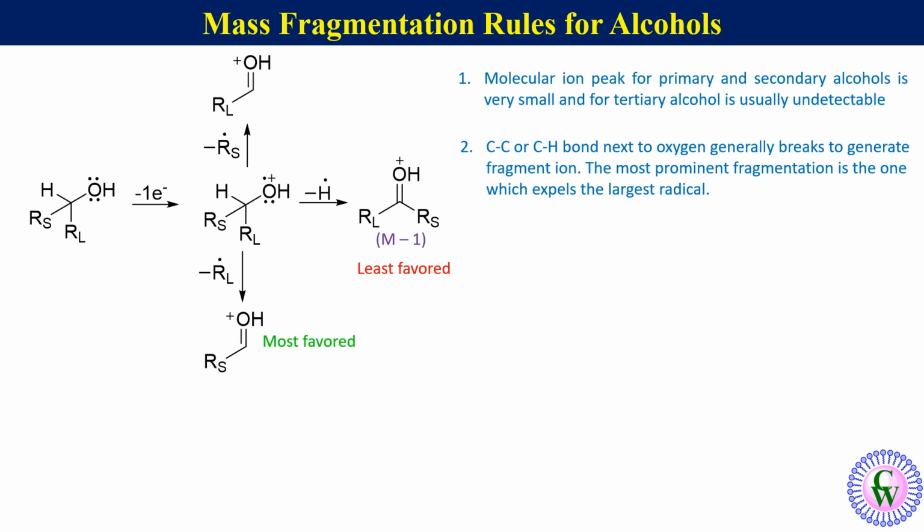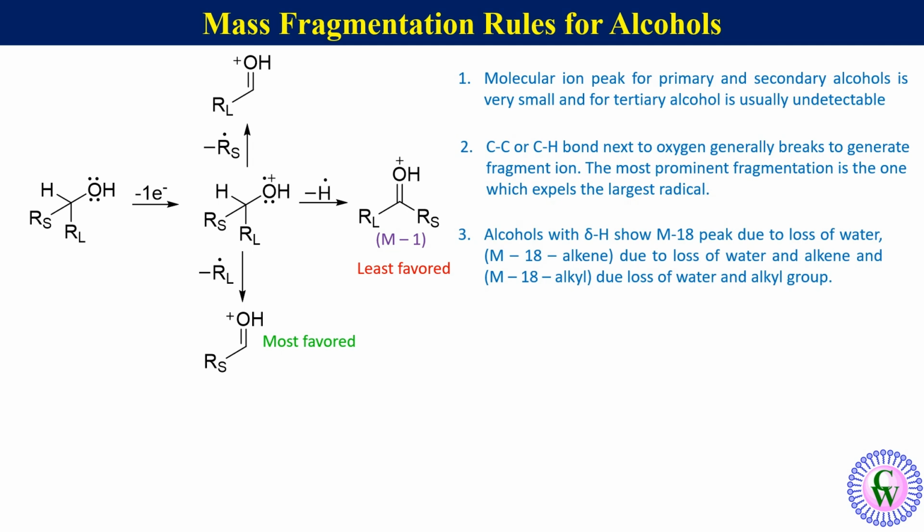be the least favored. According to the third rule, alcohols with delta hydrogen show M-18 peak due to loss of water, M-18 minus alkene due to loss of water and alkene, and M-18 minus alkyl due to loss of water and alkyl group. M-18 peak is noticeable in primary alcohols and very weak in secondary and tertiary.